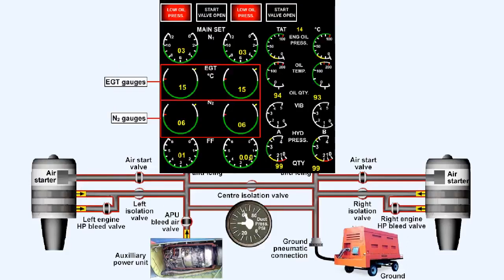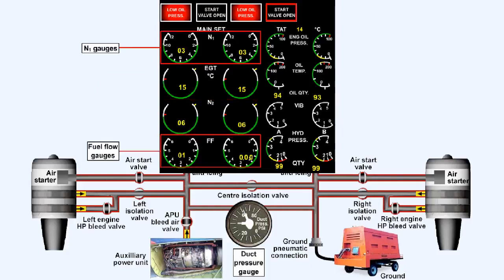The engine instruments which require the most attention during the engine start sequence are the exhaust gas temperature gauge, EGT, and the high-pressure compressor rotational speed gauge, N2. These two parameters must be monitored closely to ascertain whether or not the start cycle is proceeding safely. Other instruments that should be monitored during the start are fuel flow, engine oil pressure, low-pressure compressor rotational speed, otherwise known as N1, system duct pressure, and the start valve open light.